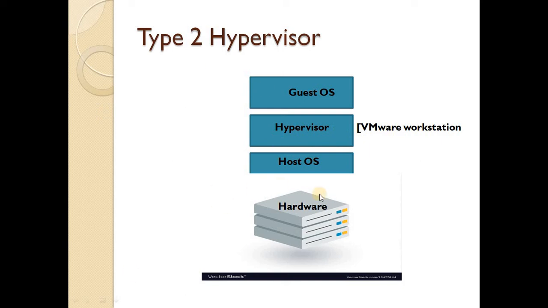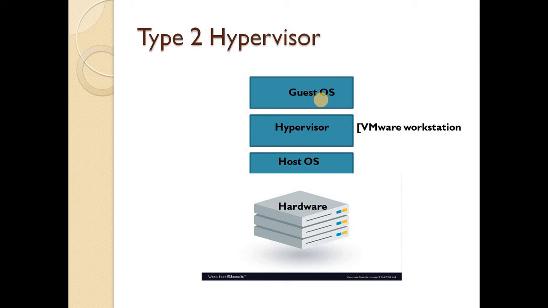So over here in type 2 hypervisor, there will be one hardware. After that, on top of this hardware, you are going to install the host operating system. That means buying your laptop. So you install one operating system, Windows 10 for instance. So on top of that Windows 10, you are going to install your VMware Workstation, or it might be Hyper-V. So on that Hyper-V, on that virtualized environment, you are going to install the guest operating system. So that is the difference between type 1 hypervisor and type 2 hypervisor.